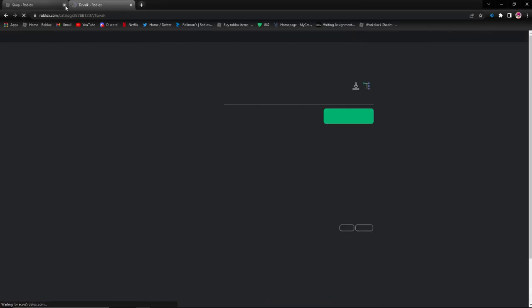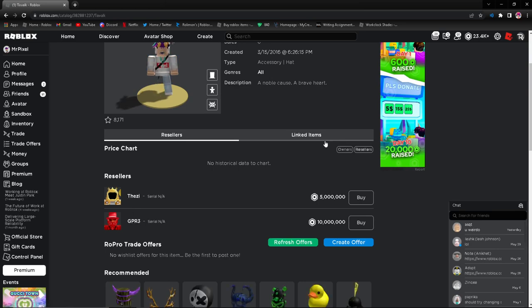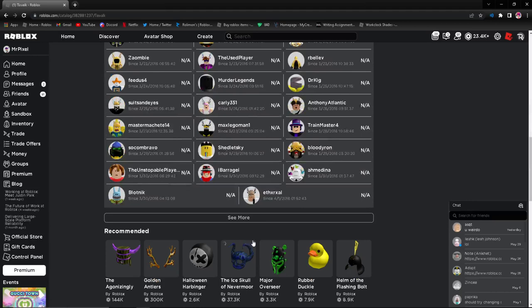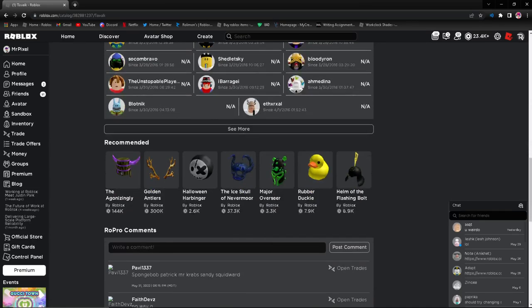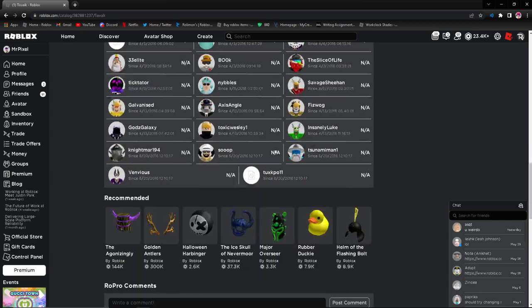I am recording this as soon as Tixvalk went limited. It is currently going for 5 million Robux. Tazzy and GPR3 are the two people putting it for sale. There are not a lot of owners. Look at this. Look at all these people. There aren't that many owners.